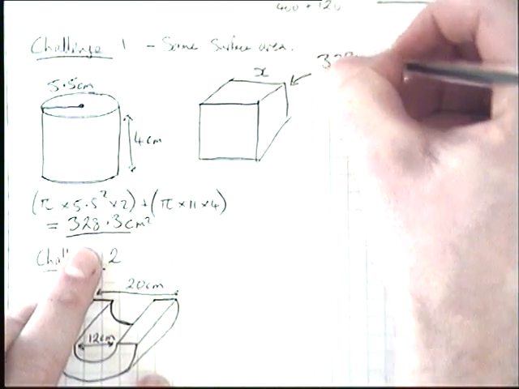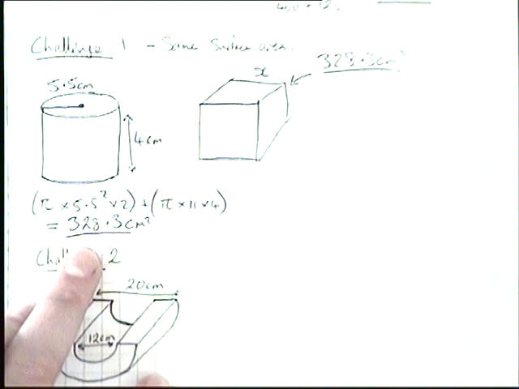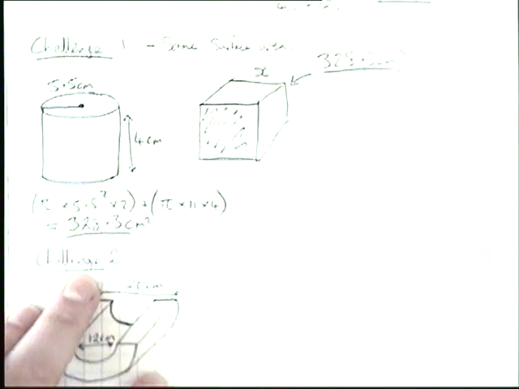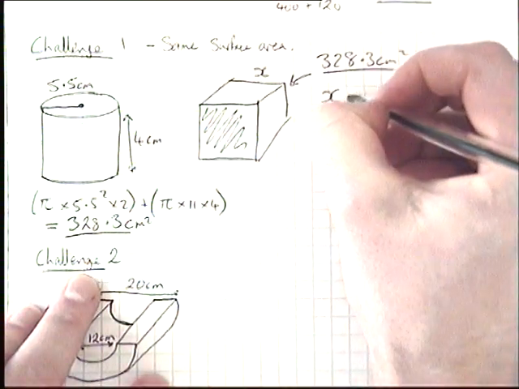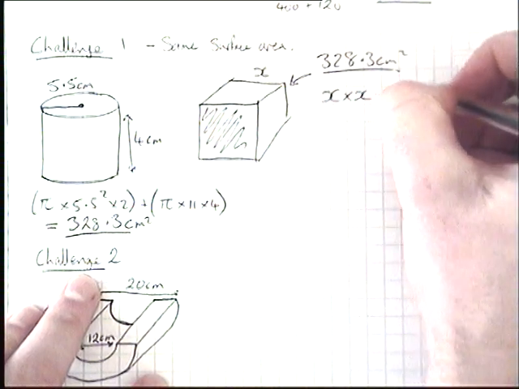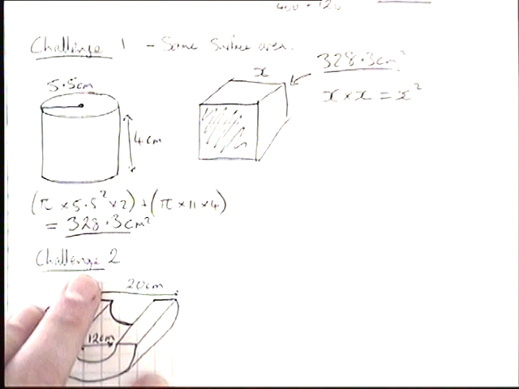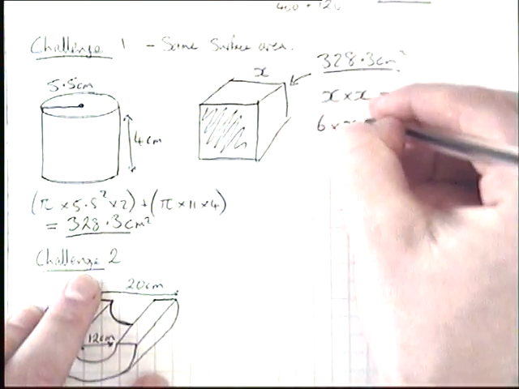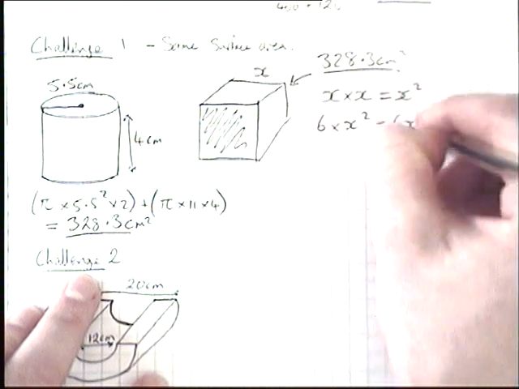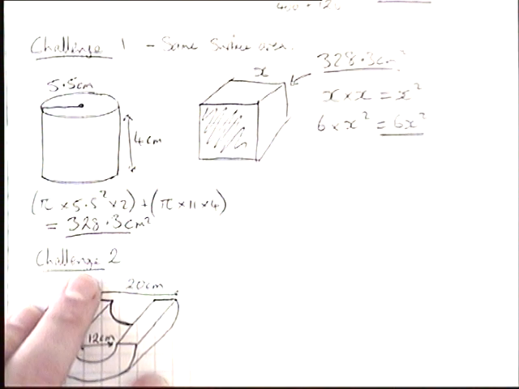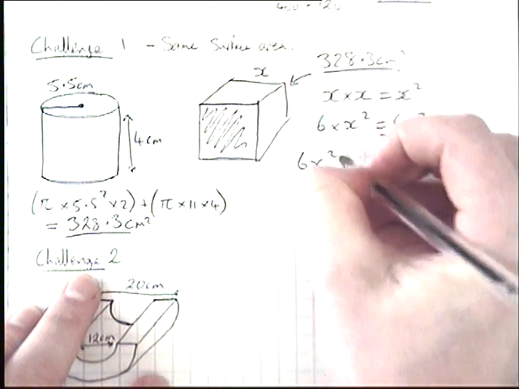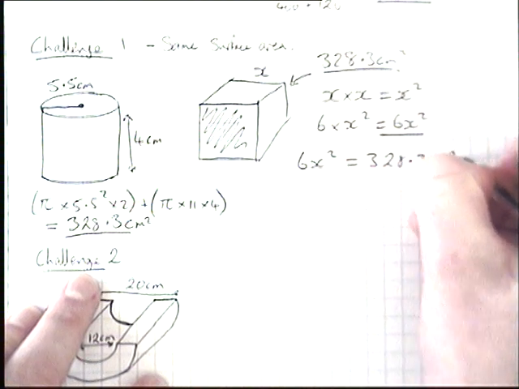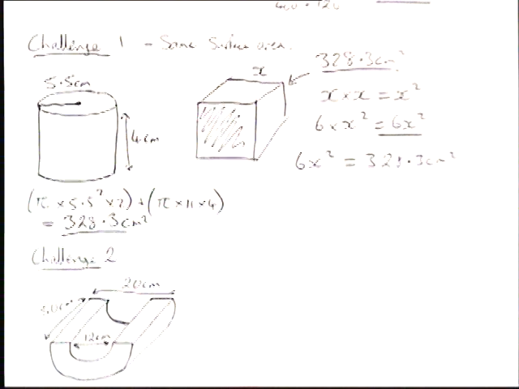So 328.3 centimeters squared. We can express the area of one face of our cube, because that's going to be x times x, which we can also express as x squared. We know we've got 6 faces on our cube, so the total surface area will be 6 times x squared, which is 6x squared. So we can say that 6x squared is equal to 328.3 centimeters squared, which is what we're told is the total surface area of our cube.